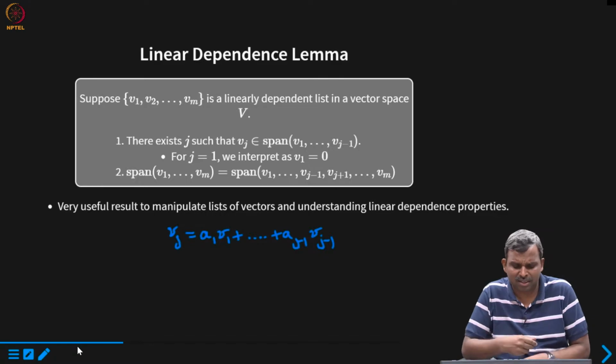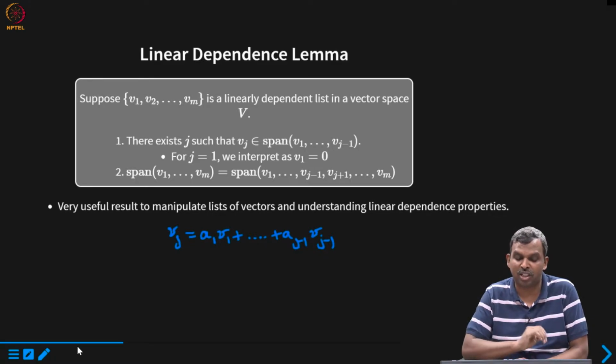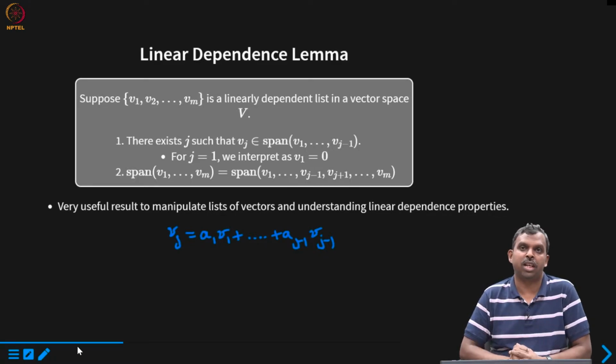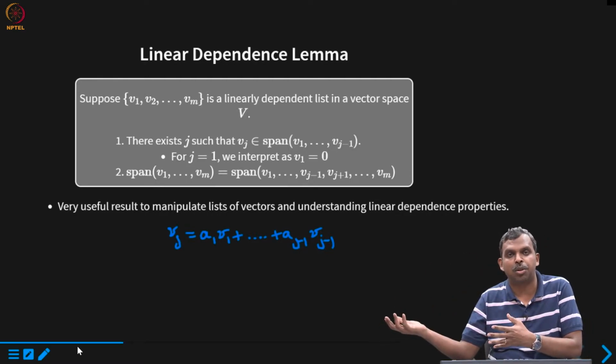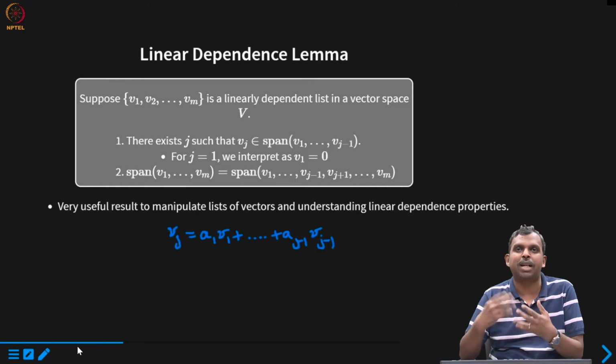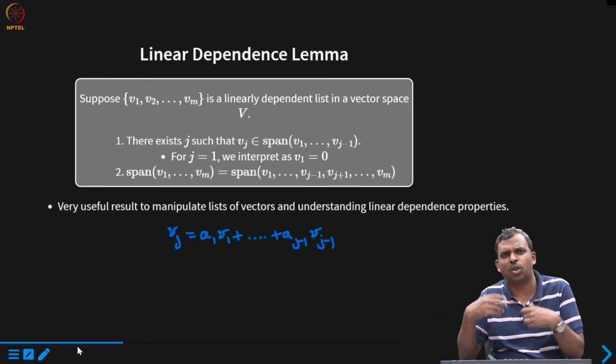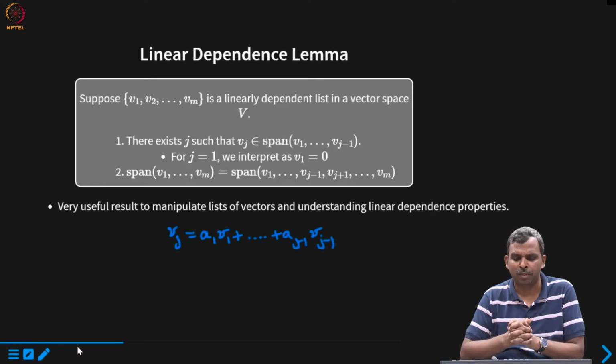Of course, you have a bizarre situation if j ends up being 1. What is the meaning of j being 1? v1 is a linear combination of nothing, right? So nothing comes before it, and we have to interpret that as v1 being 0. Okay, so we'll make a trivial definition for that.